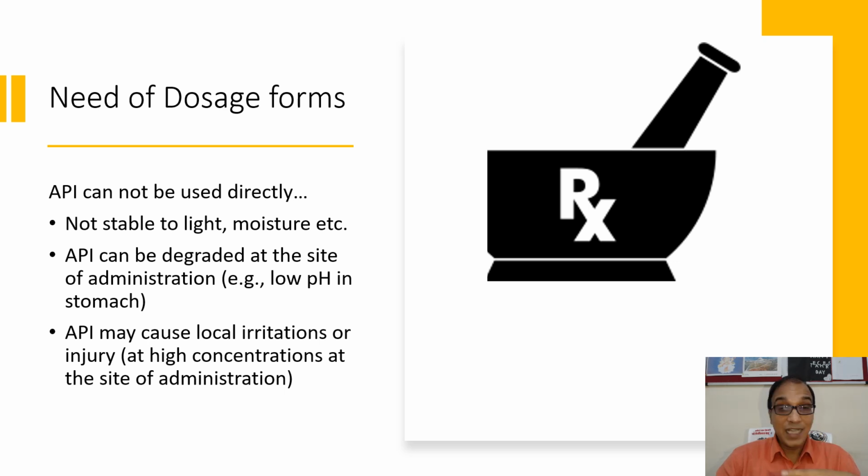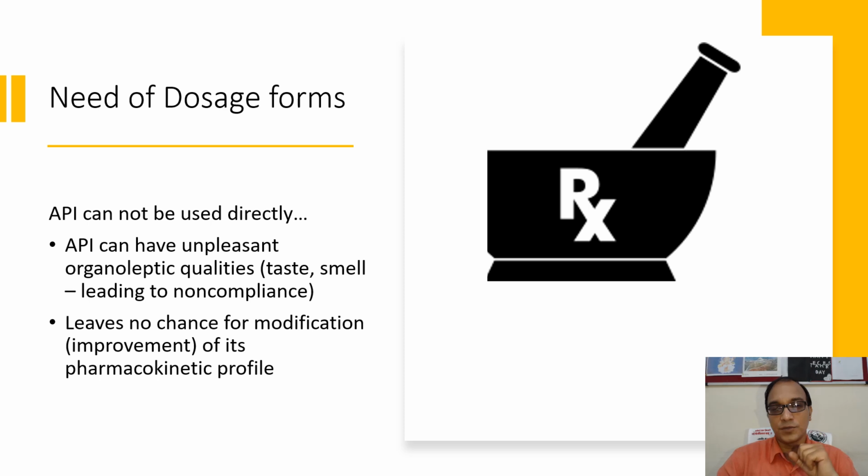Other reasons, like they are not stable. When you are just taking the API, they are not stable to the environmental factors like light, moisture, etc. API can be degraded at the site of administration, like low pH in stomach, they may degrade there. They will be either metabolized very fast or may be degraded by any means. API may cause local irritation or injury at high concentration at the site of administration. So these are the reasons why we need the dosage forms.